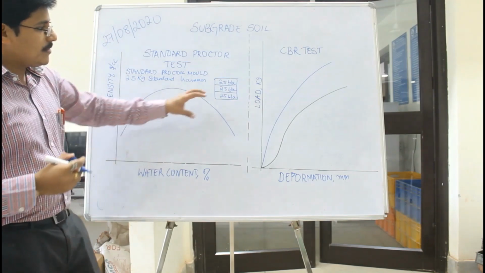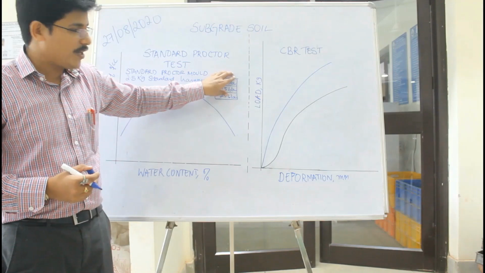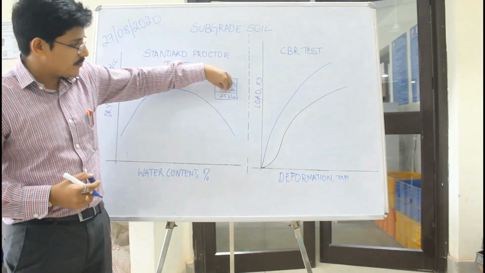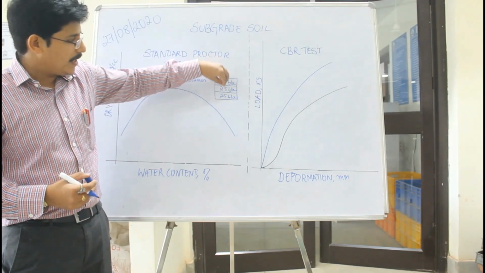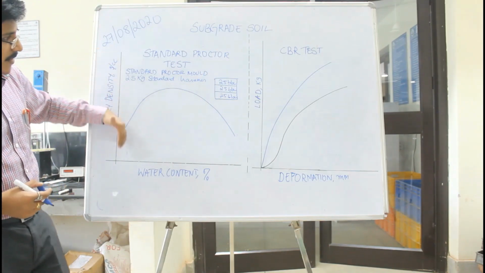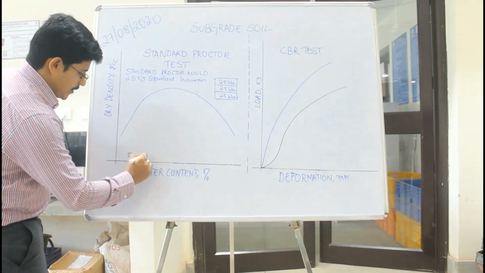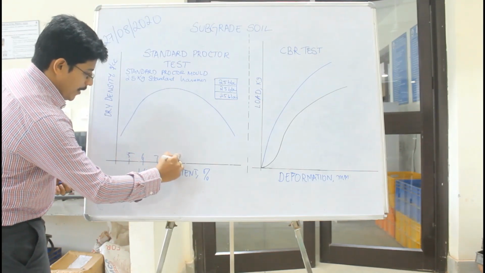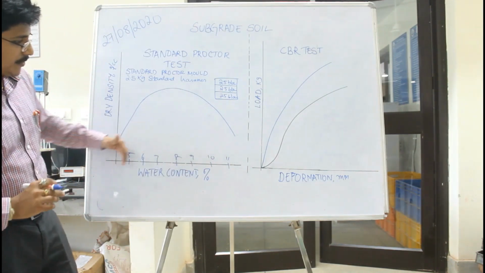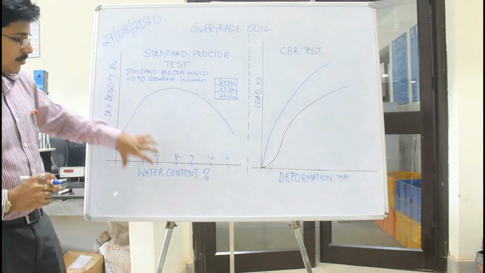After this, we take the weight of the soil. We know the volume of the mold and we know the mass of soil, so we can find the wet density. But to find the dry density, what do we do? We take some portion of soil, some grams, and keep it in the oven for drying, and then find the dry density. This exercise is repeated for different water contents, let's say 5%, 6%, 7, 8, 9, 10, 11. For each water content, we have data of wet density, dry density, and also water content.